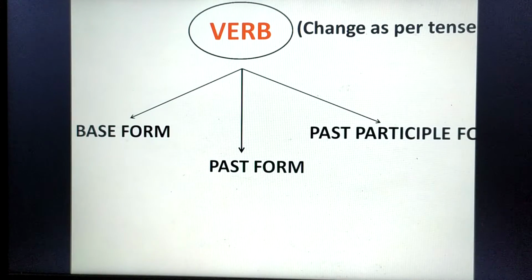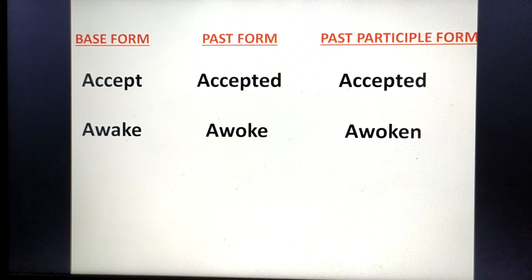We know that verbs change as per tense. First we have the base form, then we have the past form, and then the past participle form. So we can say that there are three forms of verbs: present, past, and past participle. The base form is called the present form, right? So here you can see accept, accepted, accepted, awake, awoke, awoken, right?